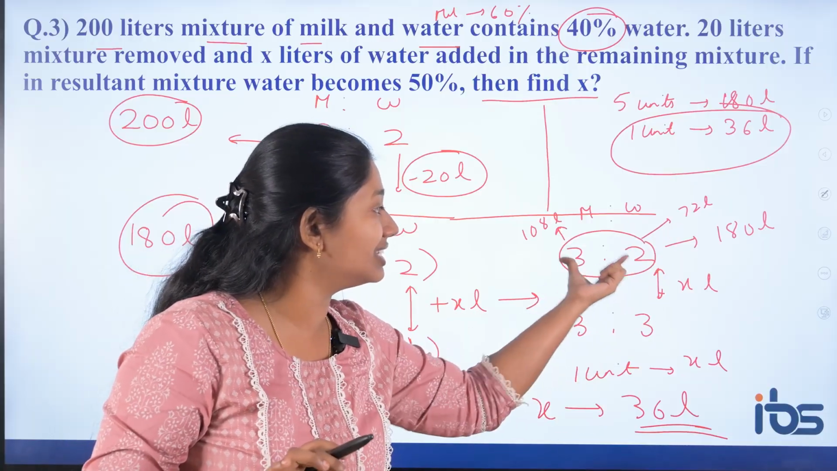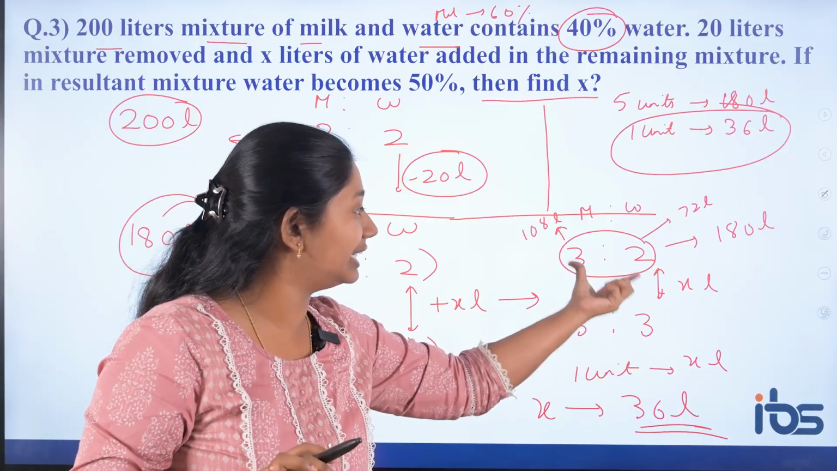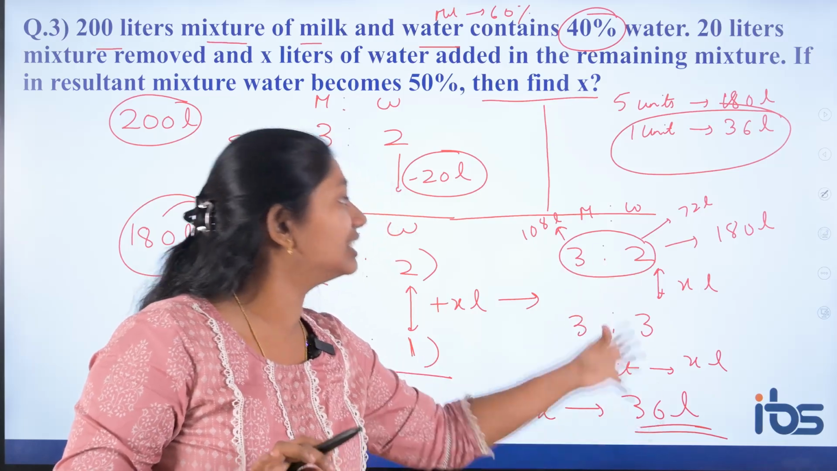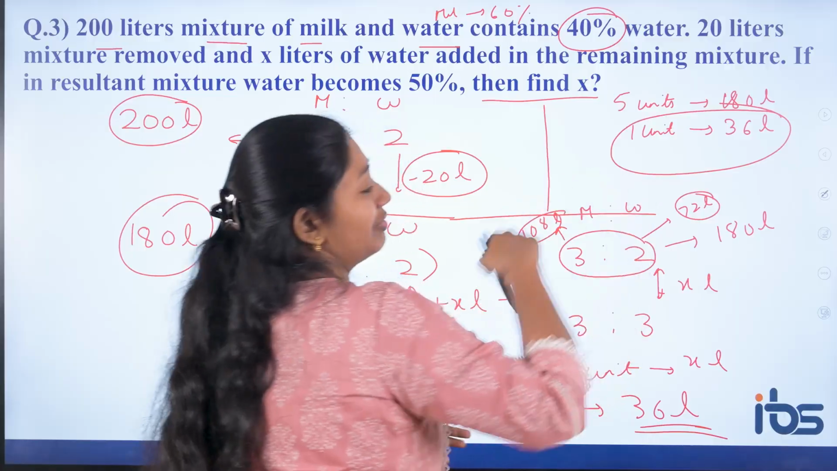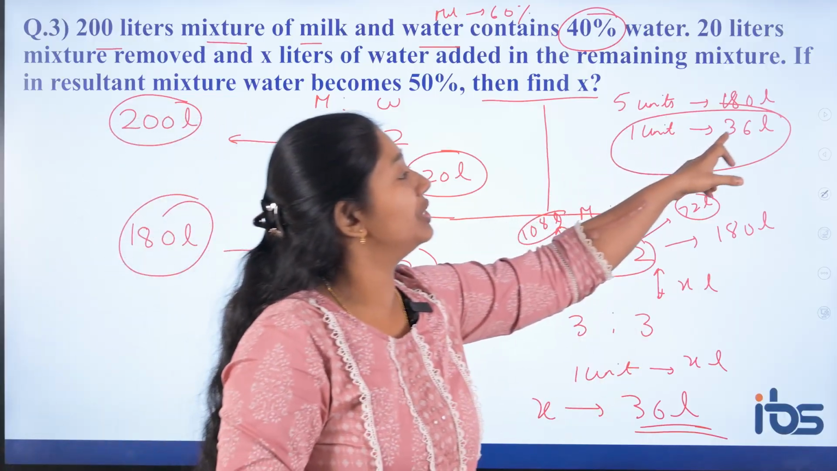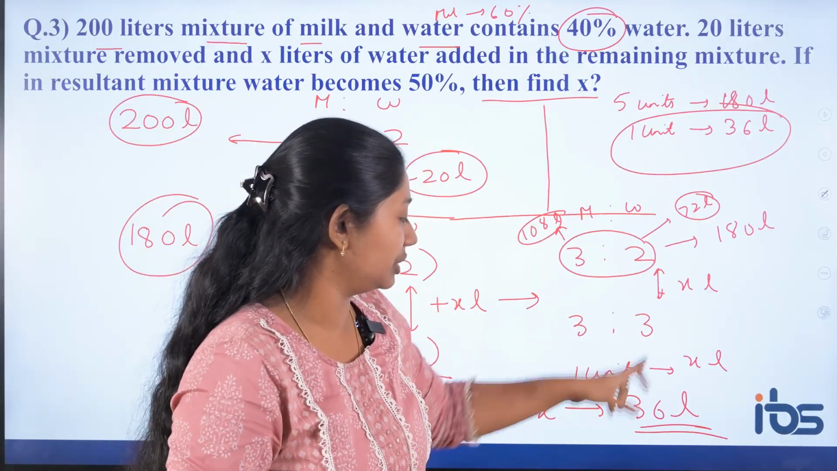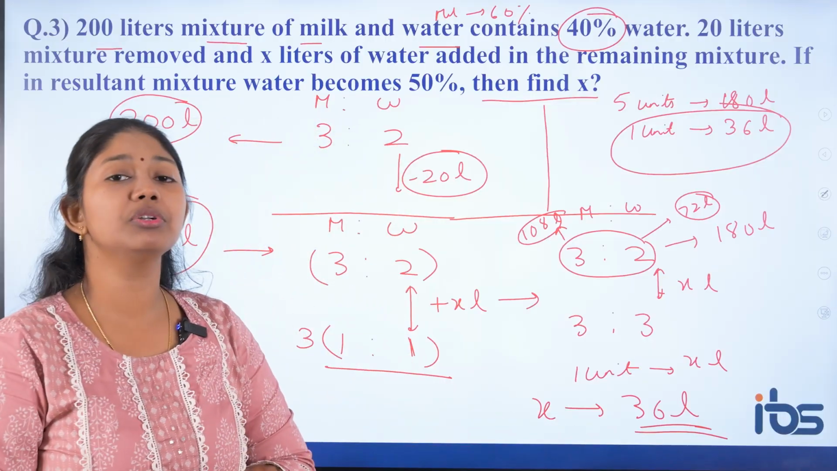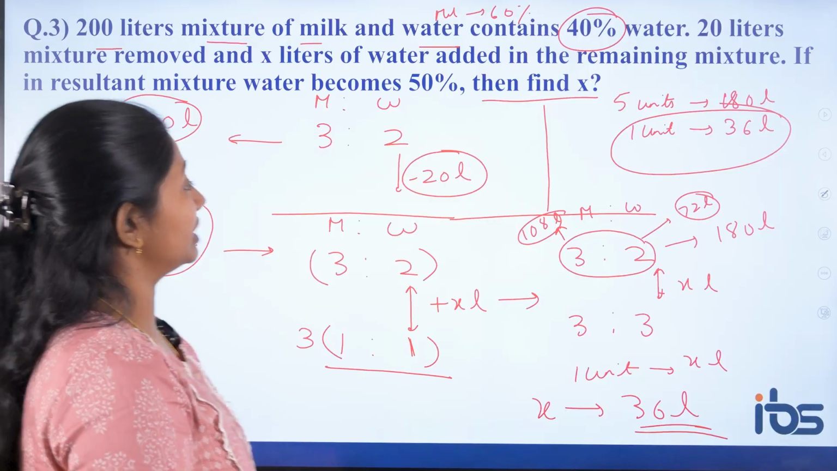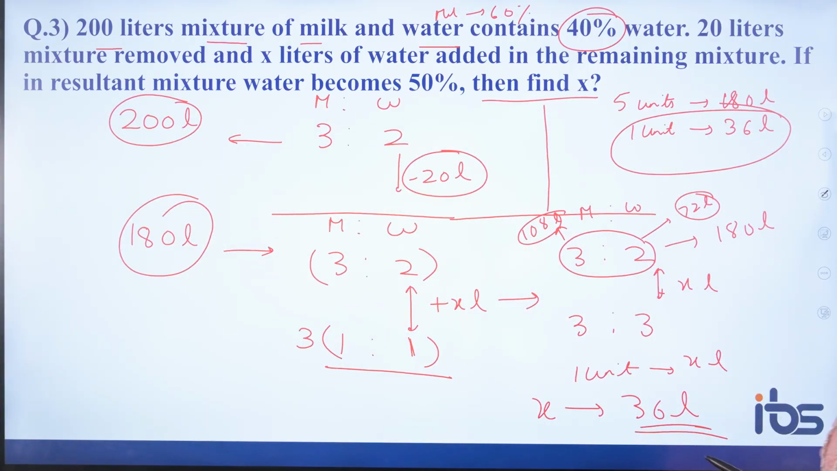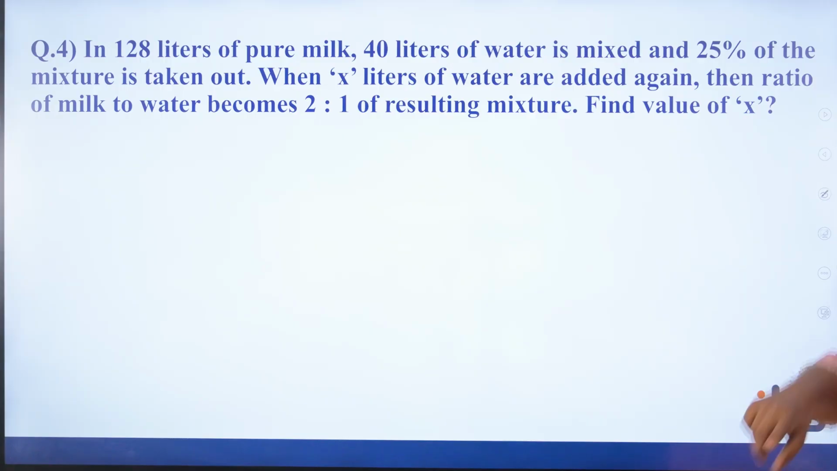So if you know this, after balancing, if you know any one unit value, you can find out all these values. Here it is not mentioned, but even milk and water you can find out. So from that you will get 1 unit is 36 liters. So here 1 unit value x is nothing but equal to 1 unit, so that is 36 liters. So the answer here is 36 liters.